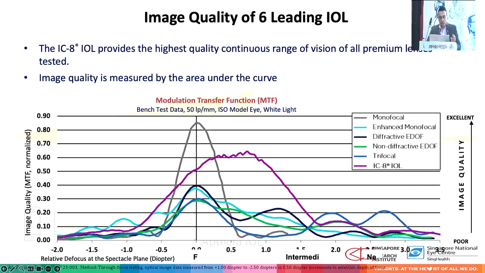The other big advantage of the lens is that when you look at the MTF function for the quality of vision measured on the retinal surface, you have far better quality of vision with this lens compared to any of the diffractive EDOF lenses or even the non-diffractive EDOF lenses, because you get better light transmission. At the end of the day, the central 1.3 millimeters is a standard monofocal hydrophobic lens.